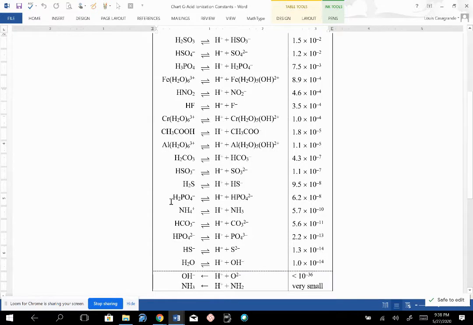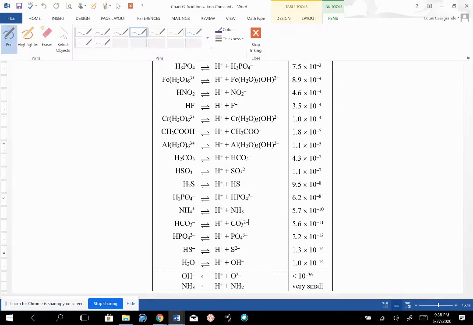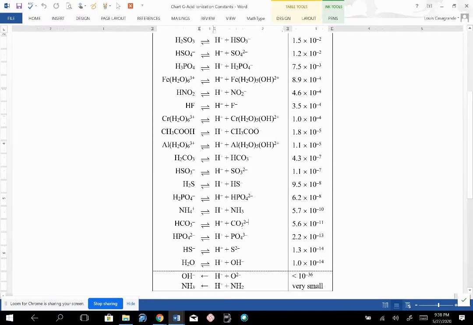But carbonate is going to hydrolyze. Carbonate is right down here. And notice what side of the reaction carbonate is on. Carbonate is a base. So that means it's going to hydrolyze. It's going to react with water as a base.